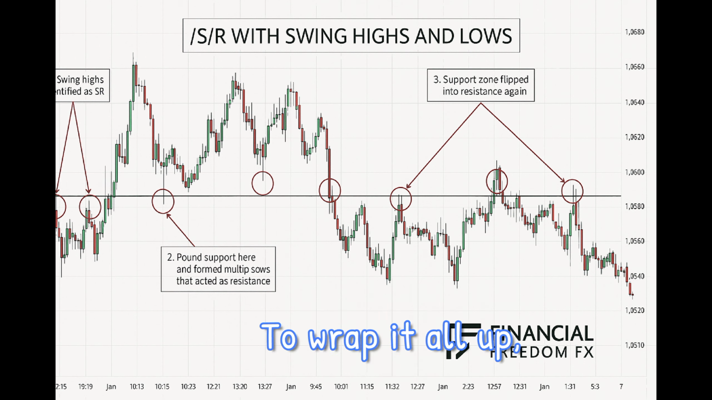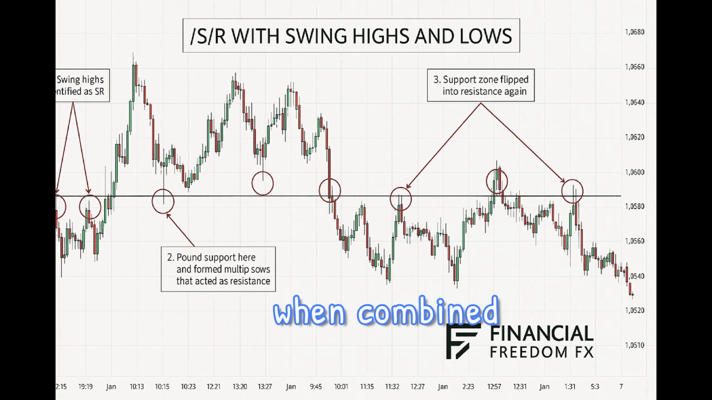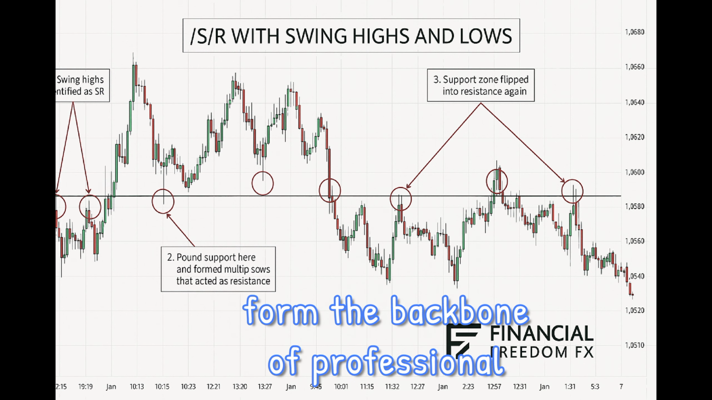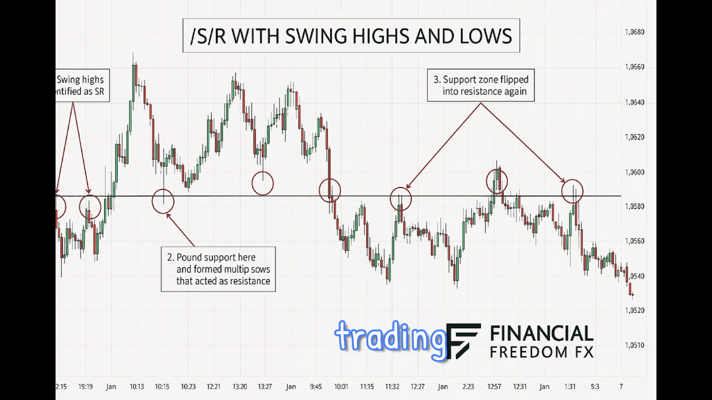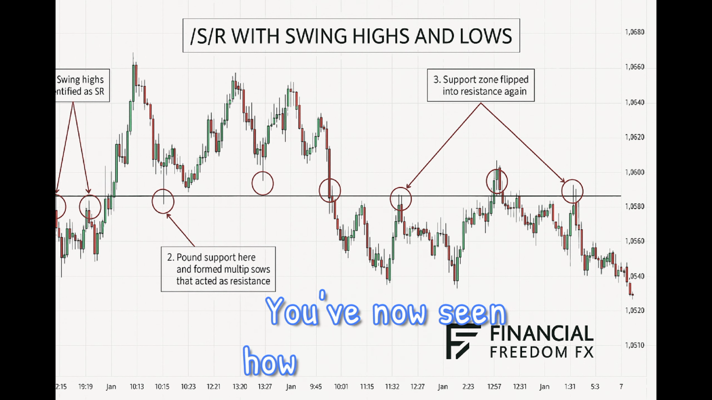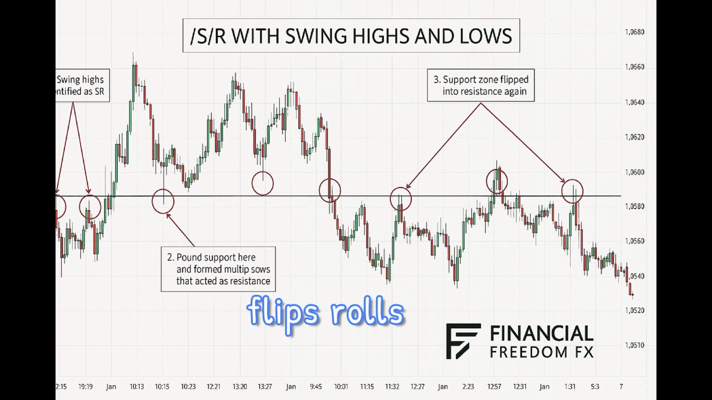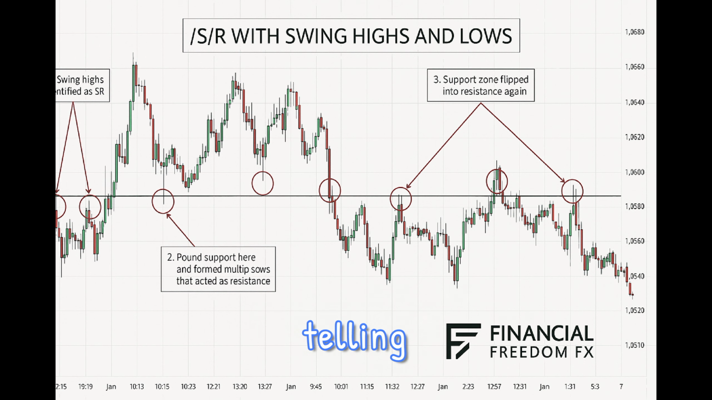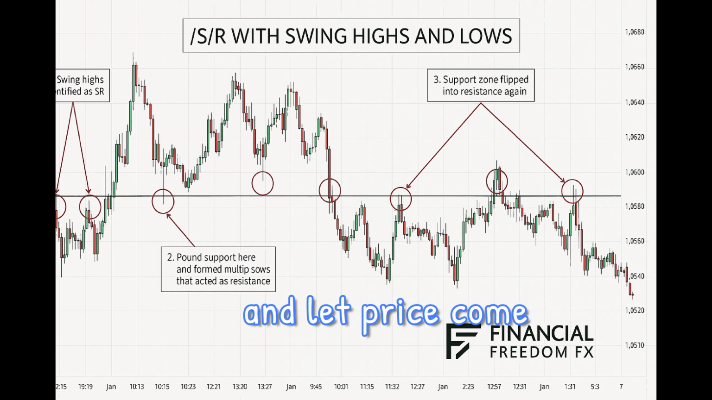To wrap it all up, support and resistance, when combined with swing highs, swing lows, and price reactions, form the backbone of professional trading. Whether you're trading trends, ranges, or breakouts, these levels guide your decisions with logic and precision. You've now seen how price respects these zones, flips roles between support and resistance, and reacts to historical swing points. This isn't about guessing. It's about reading the story the market is telling you. Stay patient, trust the structure, and let price come to your level.